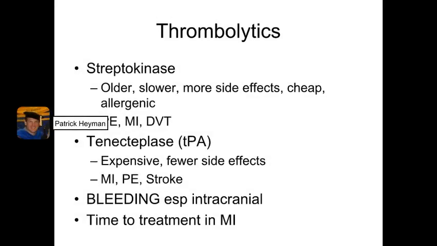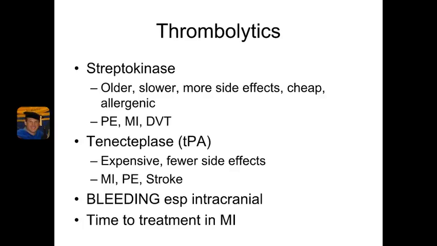As far as drugs go, you're going to learn streptokinase and tenecteplase, also known as TPA. So streptokinase is an older, slower drug and it has more side effects, but it is extremely cheap and it also can cause allergies. It actually comes from the Streptococcus bacteria. Its typical uses are going to be pulmonary embolism, MI, and DVTs.